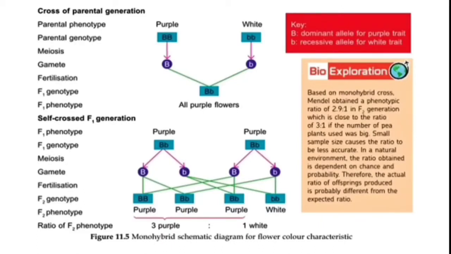Okay, so we go to the next part, which is the self-crossed F1 generation. Okay, so the F1 phenotype, we already know from before, is that all the flowers are purple and they have the genotype of big B and small b.